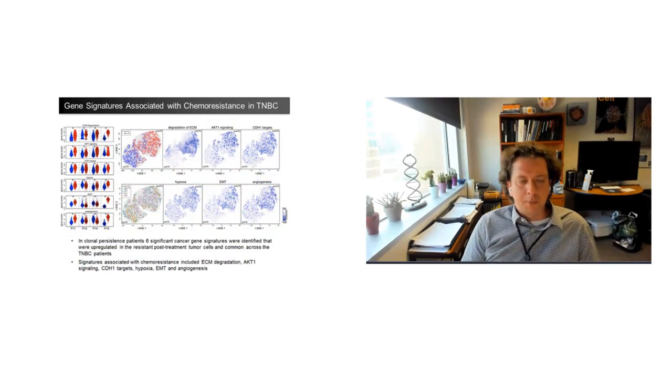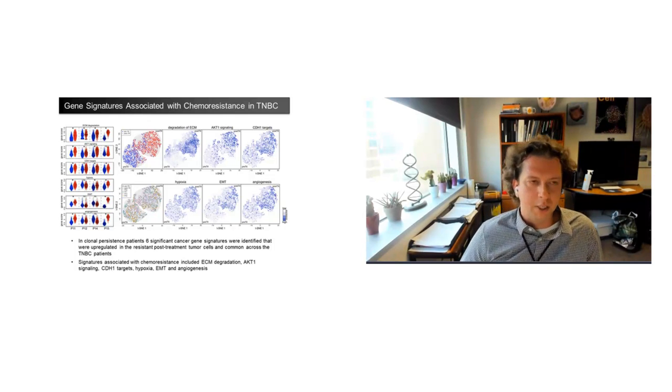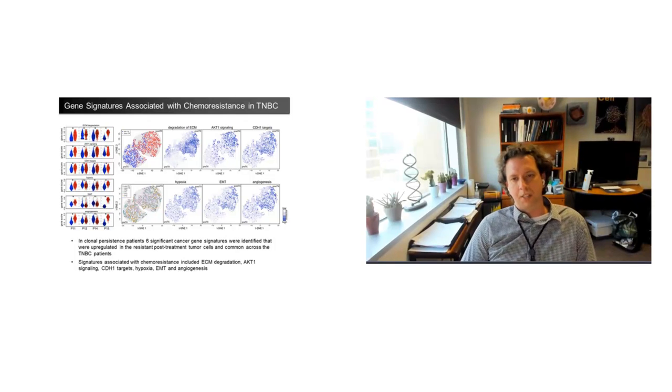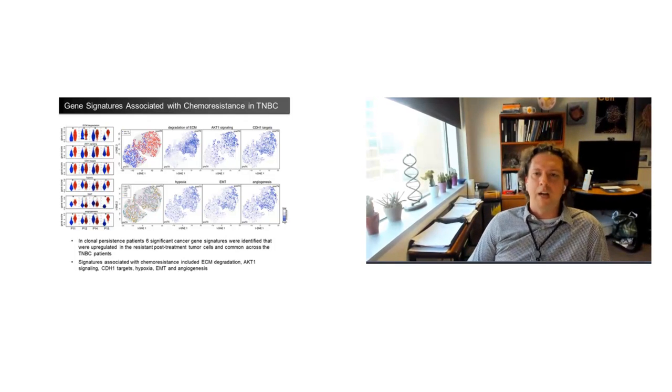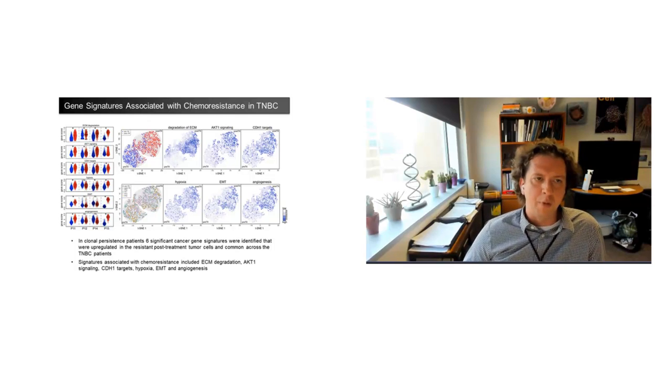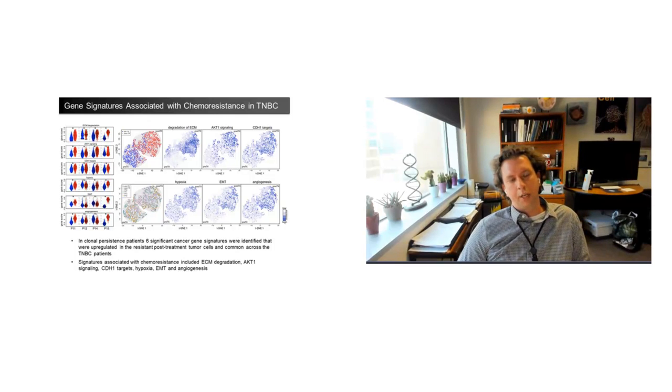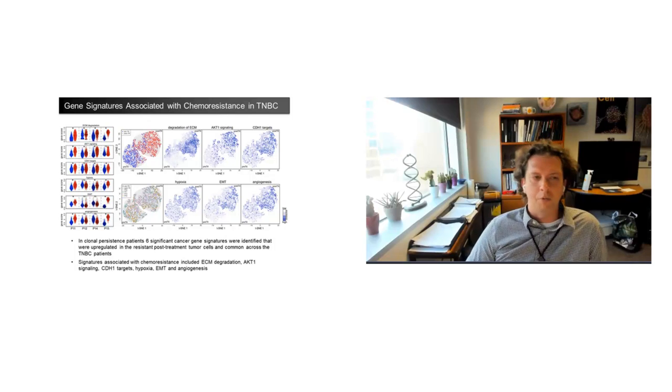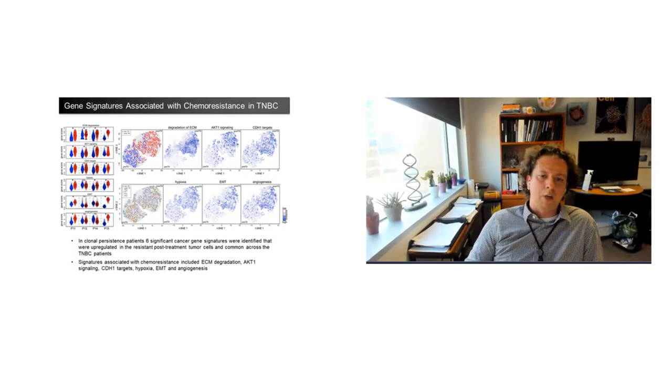And we can also do gene expression analysis, so pre and post treatment. And when we did this in these patients, we found that there were a few signatures that were upregulated in the resistant disease: AKT1 survival signaling, hypoxia, EMT, angiogenesis, and degradation of the ECM. So this has helped us to think about possibly new ways we could target these patients once they become resistant, hopefully to overcome the resistance.